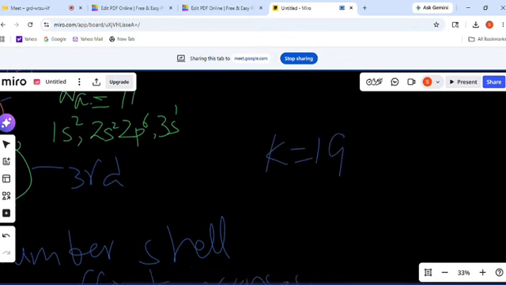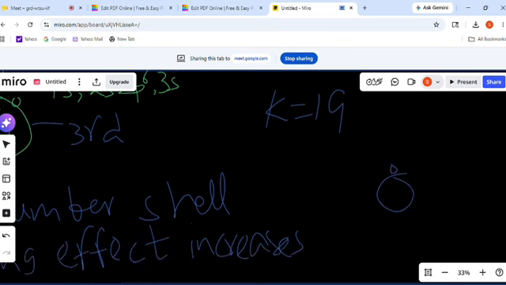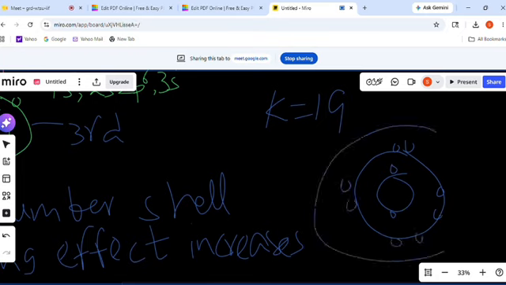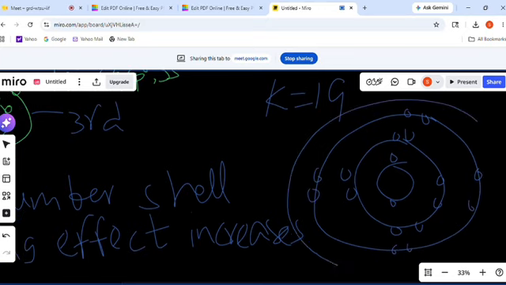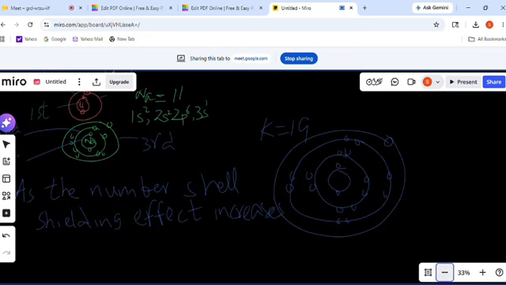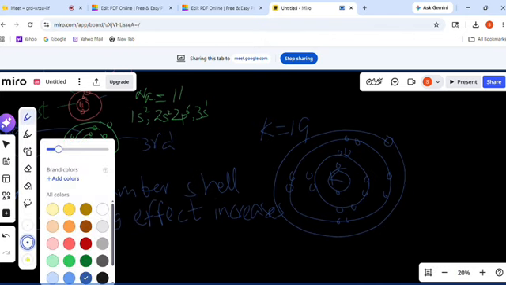So I will just draw its shell. The first shell contains 2 electrons. The second shell contains 8 electrons, so it is 10. The third shell contains again 8 electrons, and the last shell will contain 1 electron. So now you can count its shells. How many shells does this potassium have?